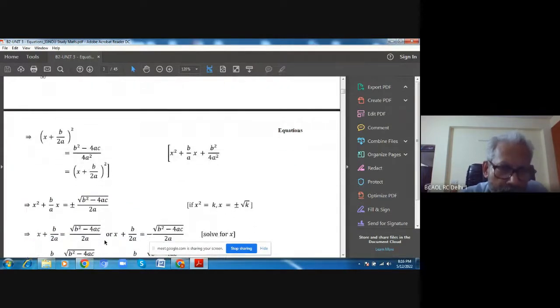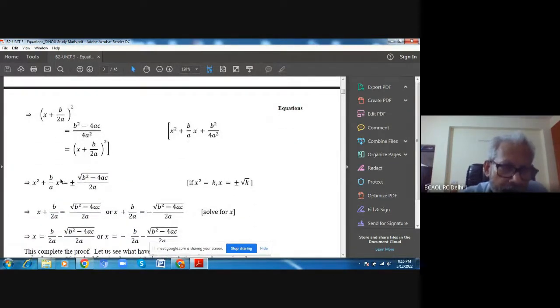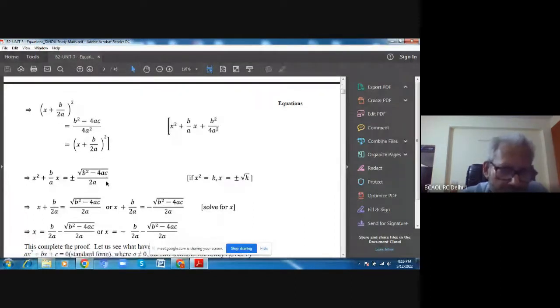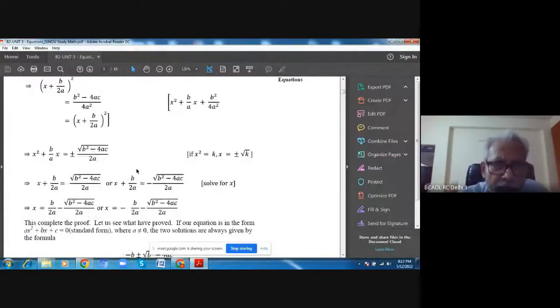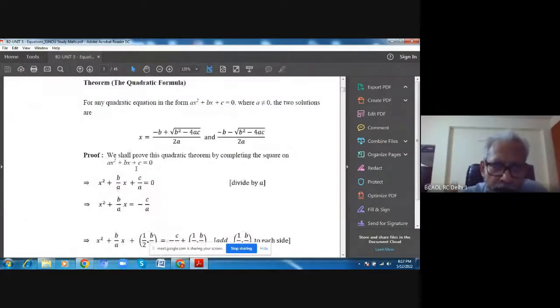Then we can write x plus b by 2a equals plus or minus this formula. So here it is plus or minus. There are basically two roots. Anyway, it may come in the exam or may not, but you should know that ultimately there are two roots. This is the thing you have to keep in mind.